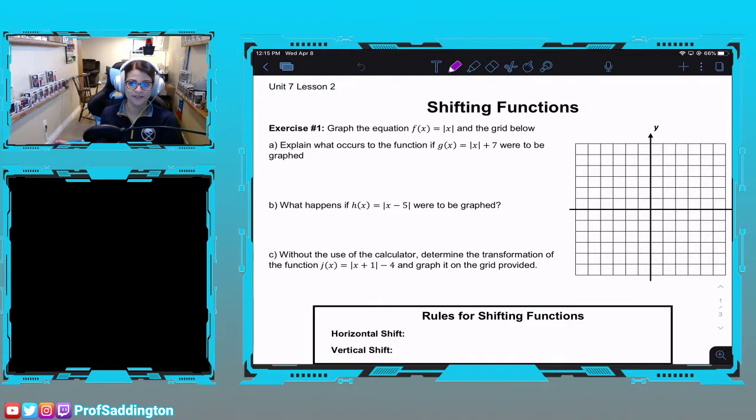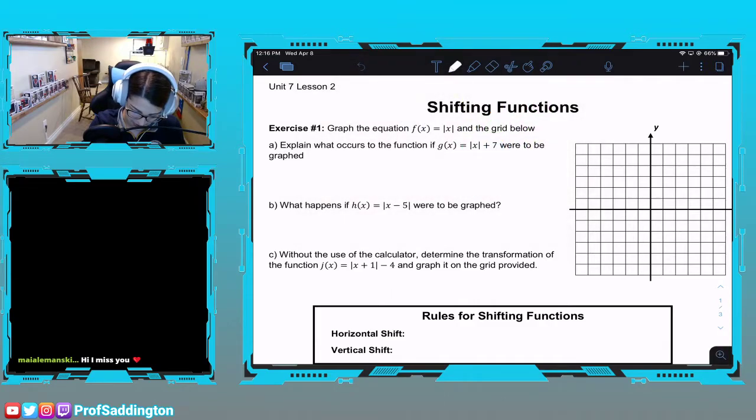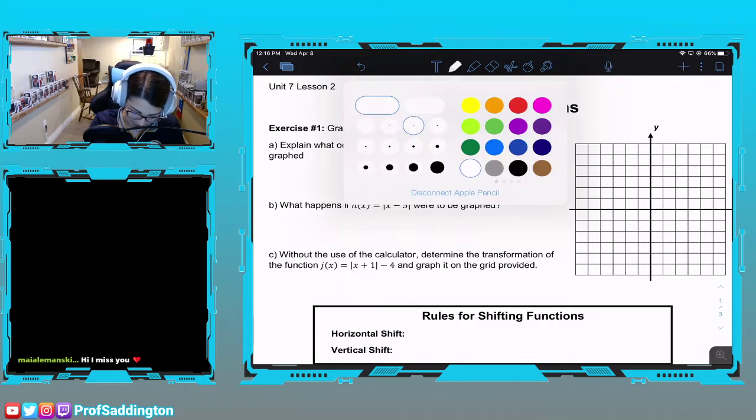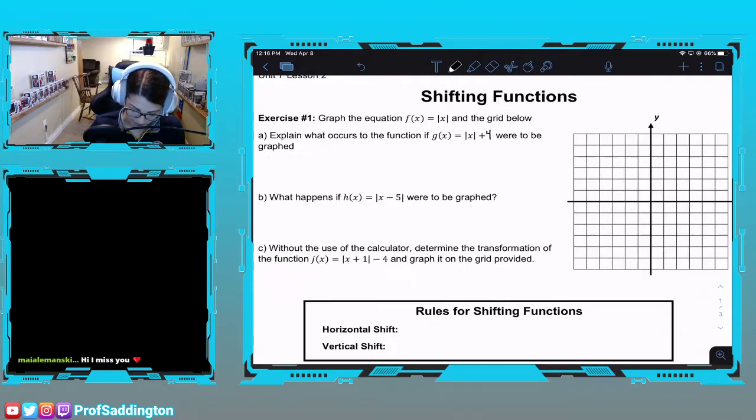We are shifting functions, so moving left, right, up, and down. We've done it with quadratics. You've done it with absolute value functions in Algebra 1, but we're going to apply it to pretty much any function. I do have to make one little edit, though. On this first one, I didn't make my graph big enough, so we're going to change this to g of x equals the absolute value of x plus 4 before I forget to do that.